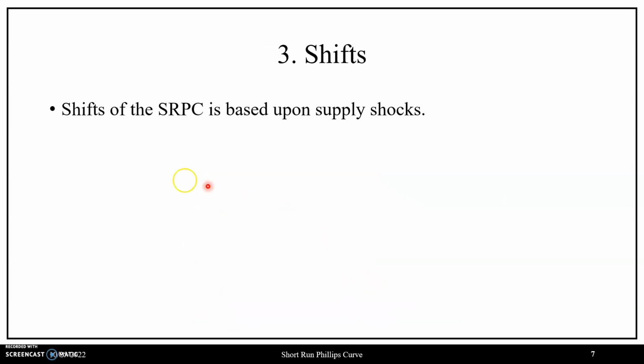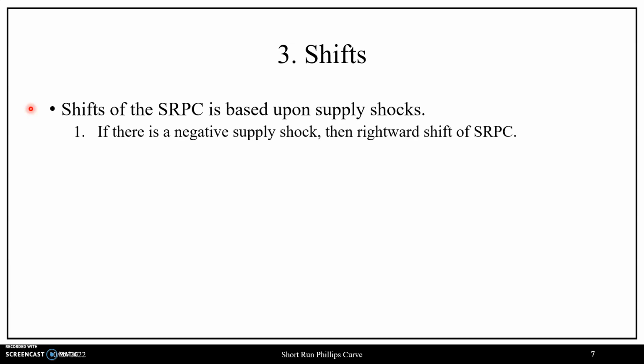So now that we've seen that movements along the short-run Phillips curve will be based upon demand shocks, we now want to turn our attention towards shifts of the short-run Phillips curve, where this will be based upon supply shocks, given that we've seen that supply shocks will correspond to the unemployment rate moving with the inflation rate. To see how this occurs in terms of a negative supply shock as well as a positive supply shock, let us consider each case individually.